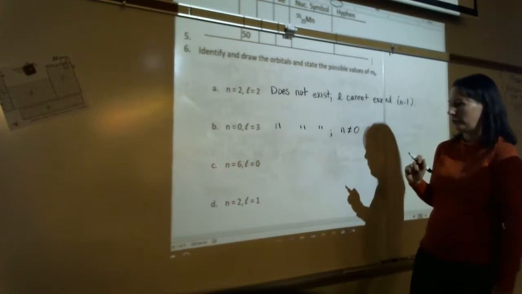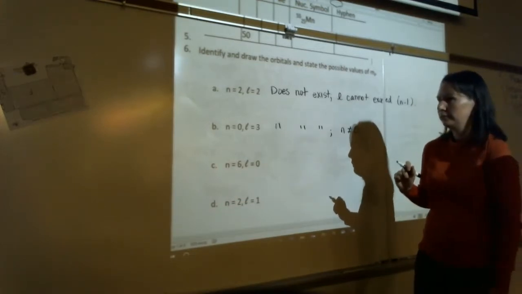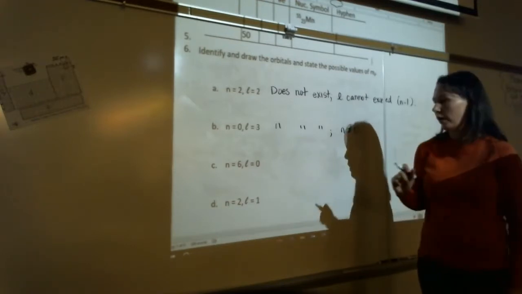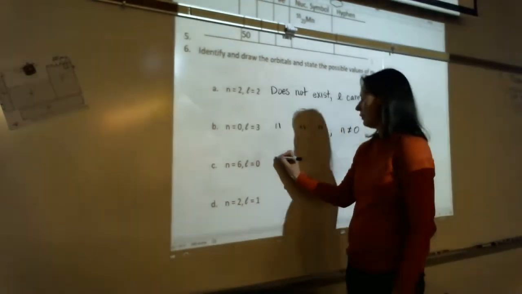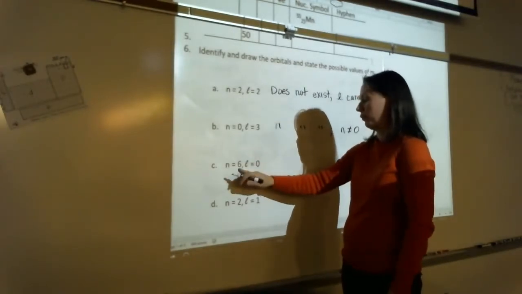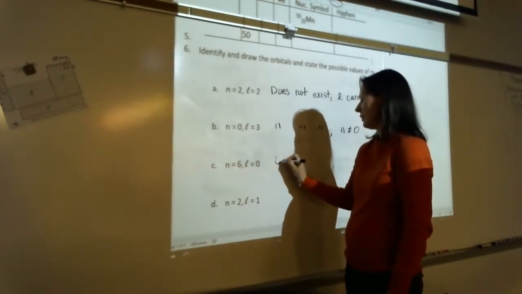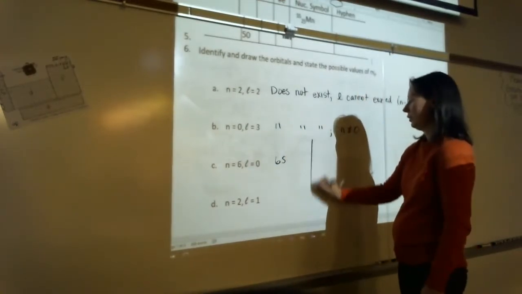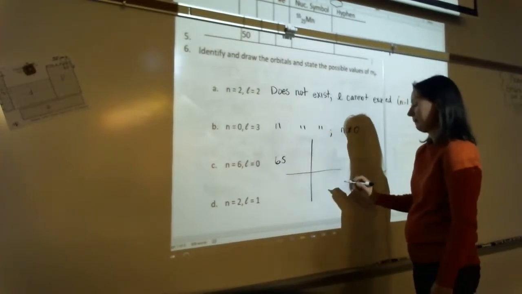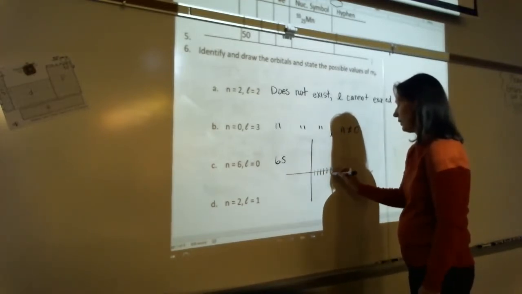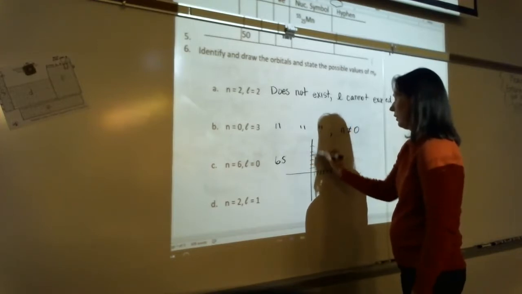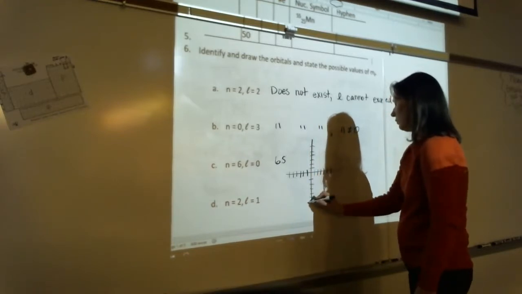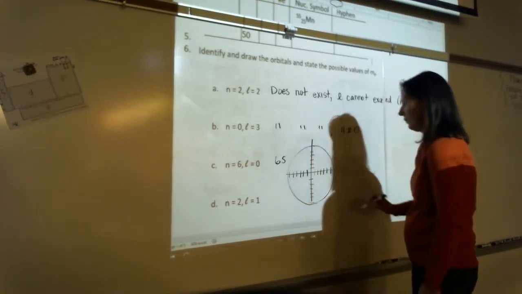n equals 6 and L equals 0. What's that? Can you have L be 0? Yes. What is it? S orbital. And what's the number in front? 6. 6s. So if I said to draw that, how would you draw it? A circle that has a radius of 1, 2, 3, 4, 5, 6. Do the best you can. I'm not going to ask you to get out your compass.